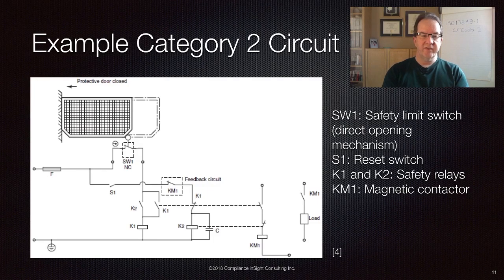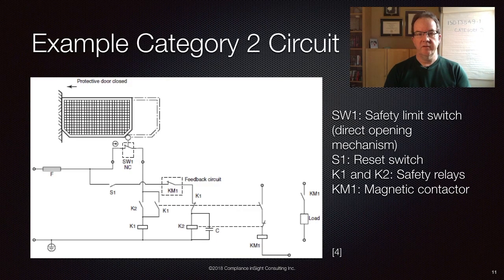So there is some testing of K1, K2, and KM1, but the one thing that's notably absent from this is that SW1 has no testing. And you could modify the design of this circuit so you had some testing for that. You could take a second contact from SW1 and put it in the feedback circuit, and as long as it was closed when the guard was closed, then that would at least tell you that you had 2 contacts in that device that were agreeing.